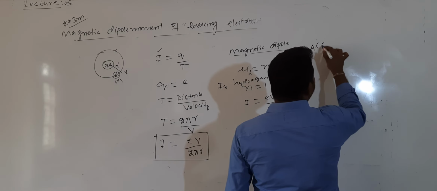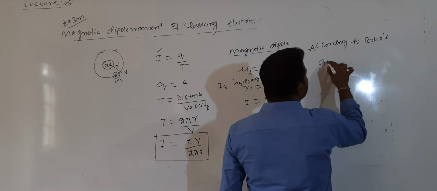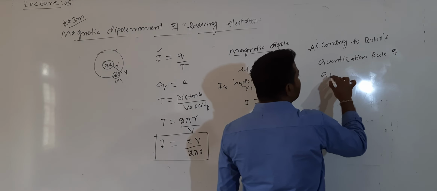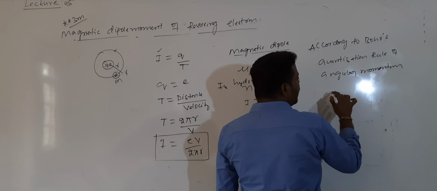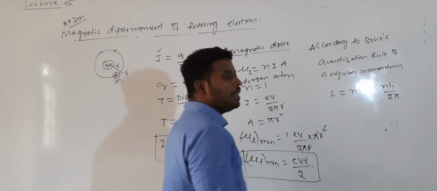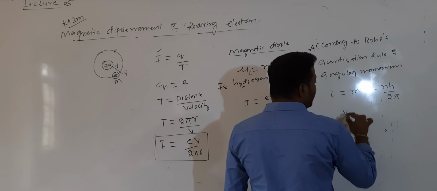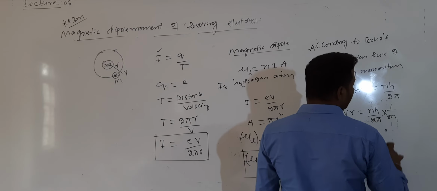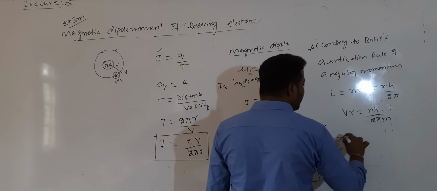But according to Bohr's quantization rule of angular momentum, the angular momentum L is equal to m v r is equal to n h by 2π. So v into r is equal to n h by 2π m. Then what will be the answer for mu L?